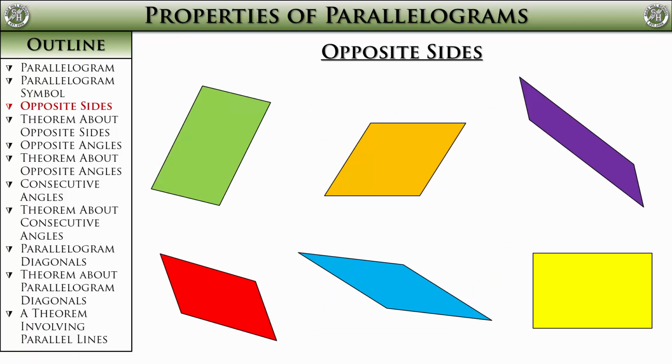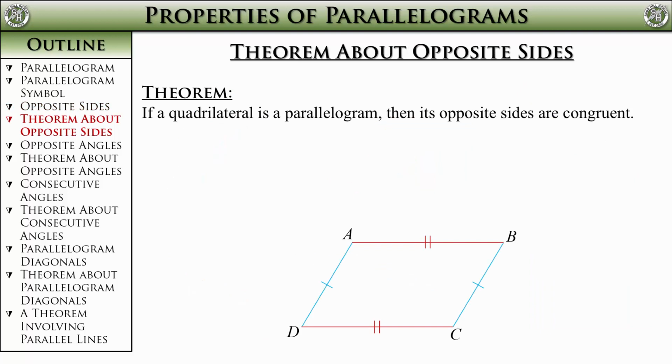So with that idea of opposite sides in your head, look at all of these parallelograms I have all over the screen. What do you notice about every pair of opposite sides on the whole screen? Do you notice anything at all? The effect is most dramatic on the purple one in the top right. What do you notice about the opposite sides of the purple one? You should notice that the opposite sides are always the same size. That brings us to this theorem. If a quadrilateral is a parallelogram, then its opposite sides are congruent.